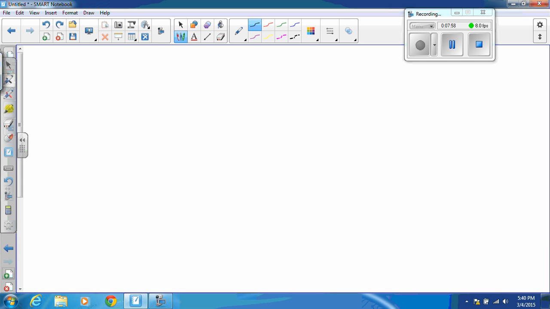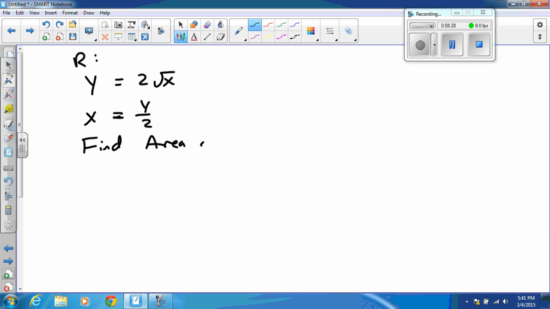Sometimes we may have an ambiguous situation. And if we have an ambiguous situation, the good news is you may choose either vertical or horizontal rectangles to work with. I want to consider this scenario. Let's say we have a region R that is defined by y equals 2 root x and x equals y over 2, and we now want to find the area of R.